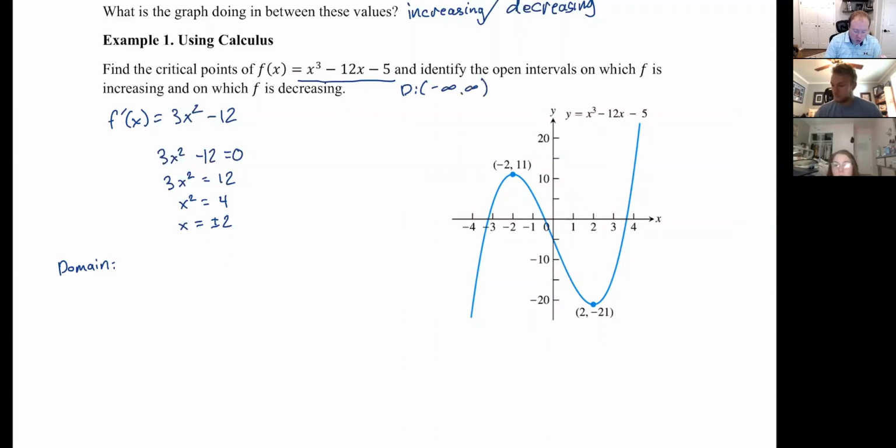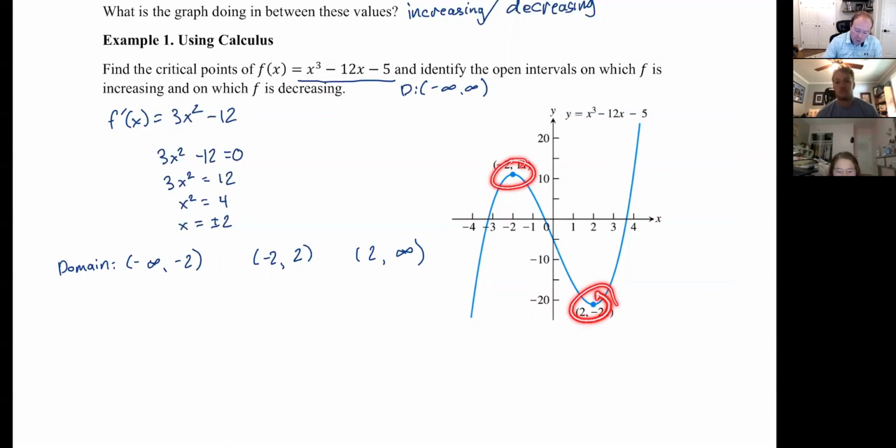So let's consider the domain from -infinity to -2. And then we'll go from -2 to +2, and then we'll go from 2 to infinity. And the reason we want to break up the domain, and we'll formalize this in the first derivative test on the next slide or two, is remember that extrema occur at critical points, but not every critical point is a local extrema.